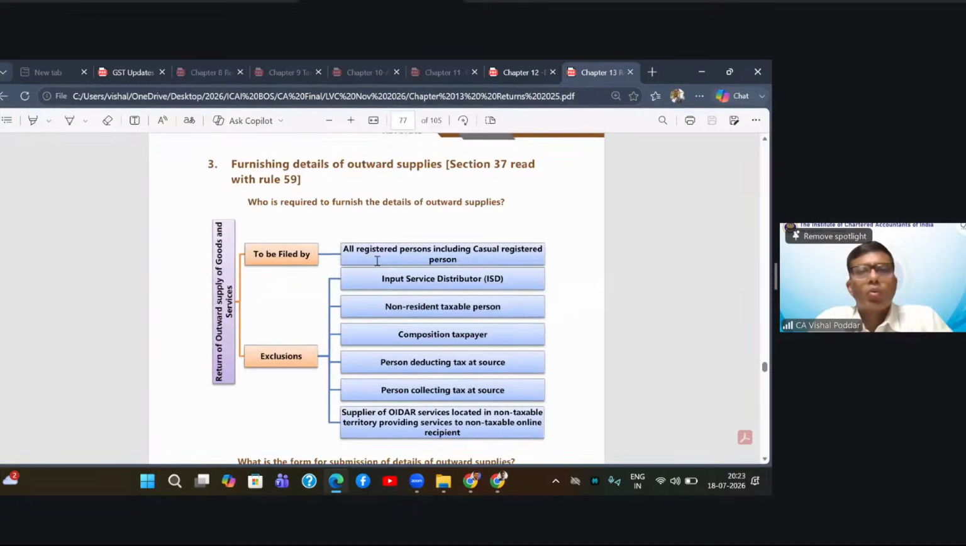The return of your outward supplies is under section 37, read with rule 59. Now, what does this provision say? This return, which is your GSTR1 return, covers all the details of your outward supplies. So many people call it your sales return or the sales register.